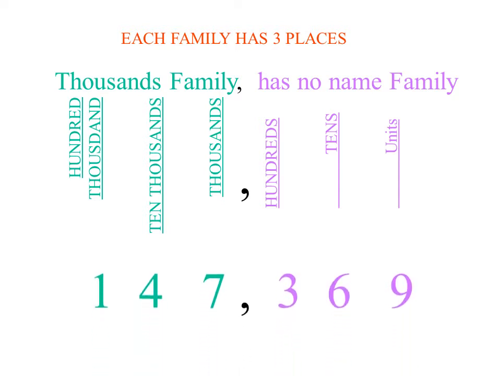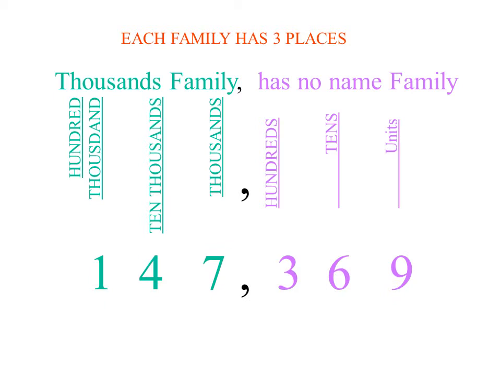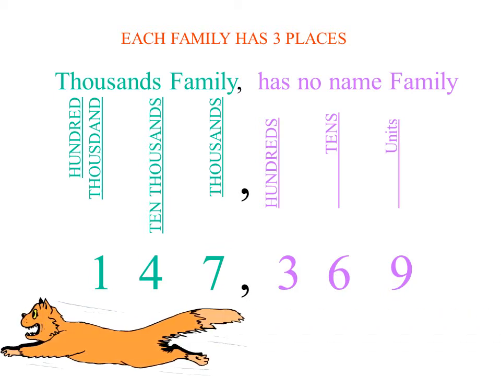So there is a number. If I ask you about the place value of 9, the place value of 9 is units. If I ask you about the place value of 7, the place value of 7 is thousands. If I ask you about the place value of 3, the place value of 3 is hundreds.